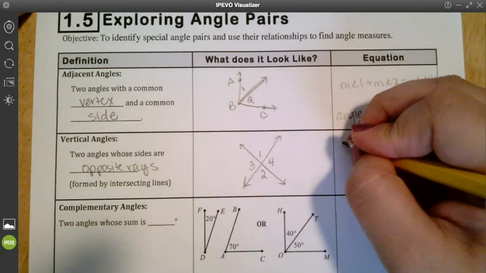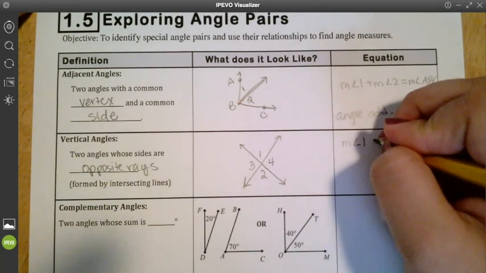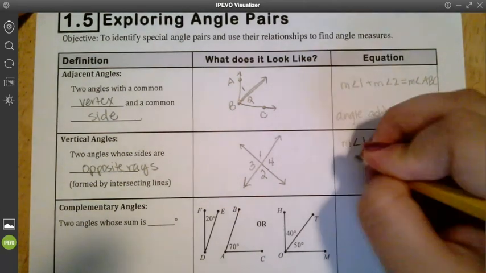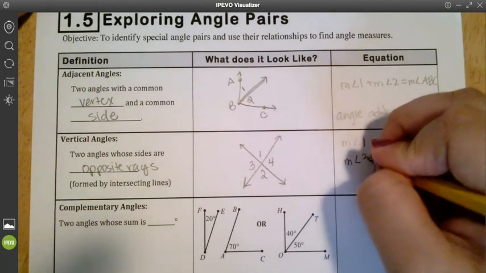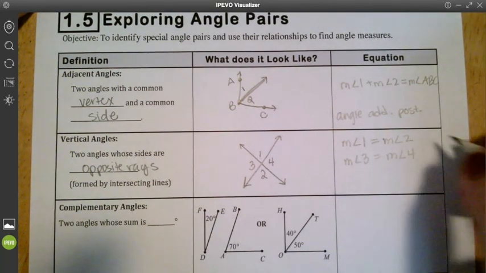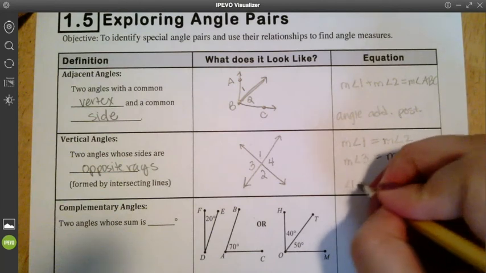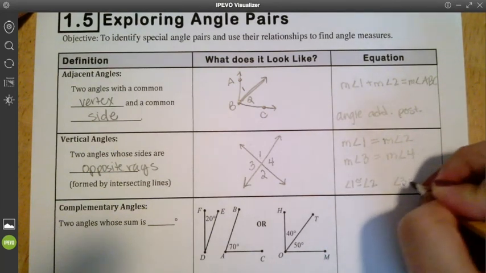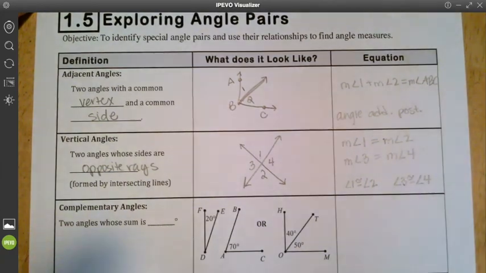Their special relationship: we can say the measure of angle 1 is equal to the measure of angle 2. We can say the measure of angle 3 is equal to the measure of angle 4. Another way of saying the same thing is that angle 1 is congruent to angle 2, or angle 3 is congruent to angle 4. So vertical angles are congruent.